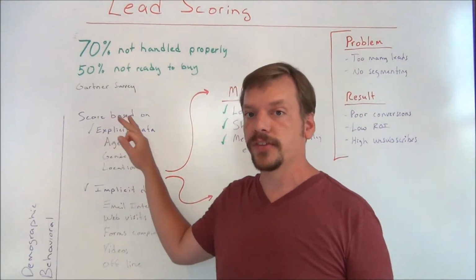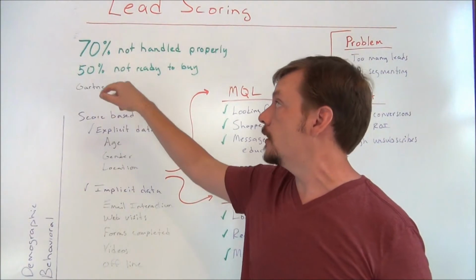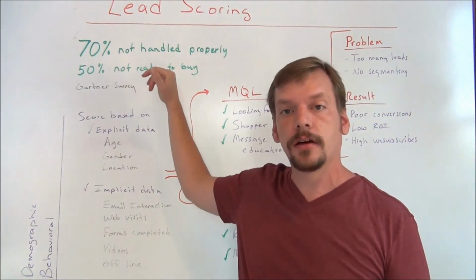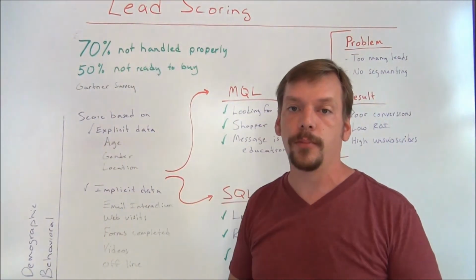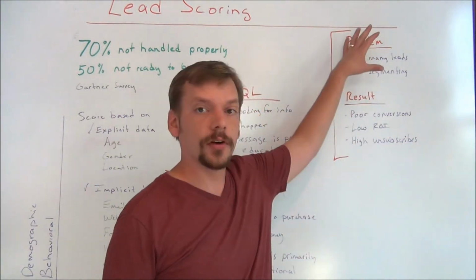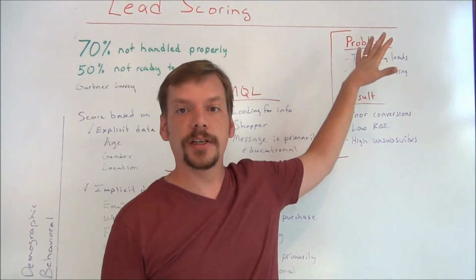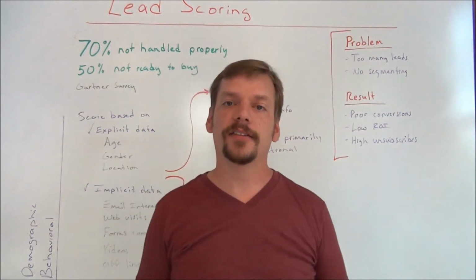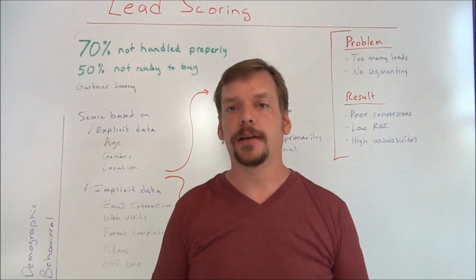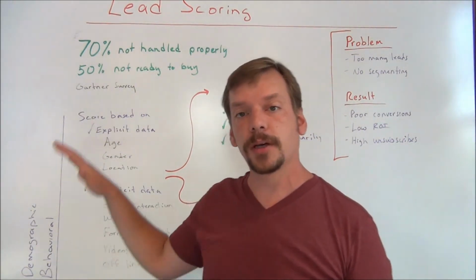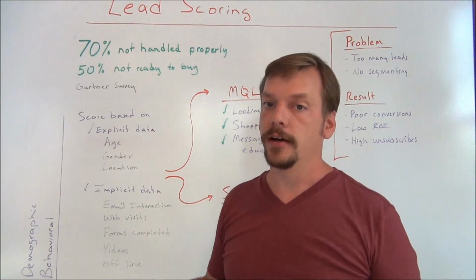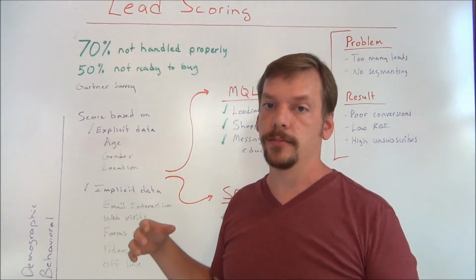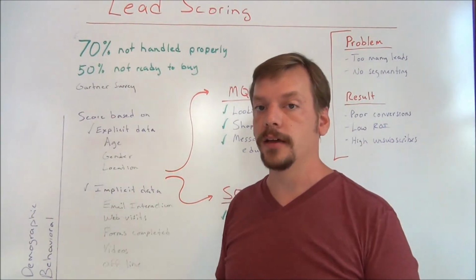Now, a couple of stats from a Gartner survey: 70% of leads are not handled properly, and that would be exactly what we described, where you simply drop everybody into the same email list. You get a high unsubscribe rate. Those people didn't get what they thought they were going to get, and that's a big problem. Leads are valuable, and to not handle them properly and have them turn around and go away is a big problem.